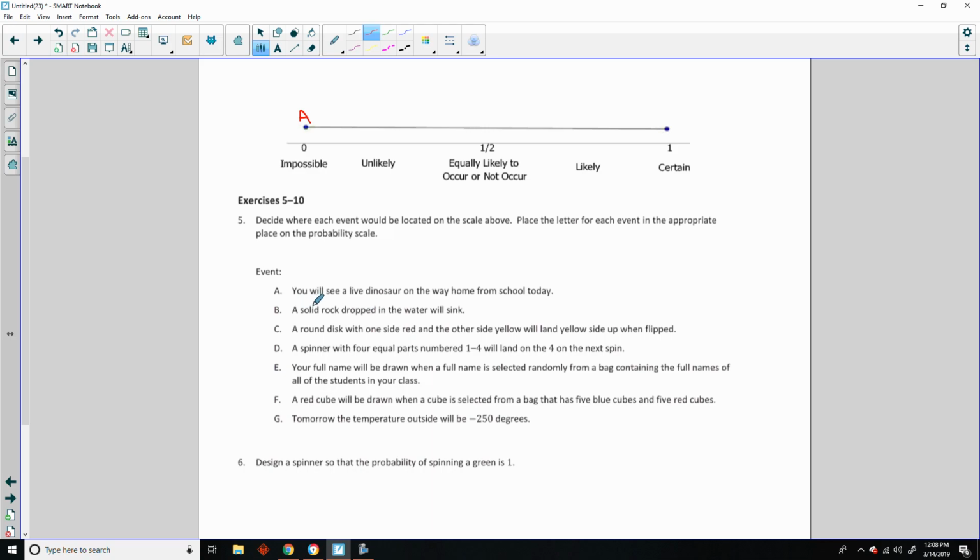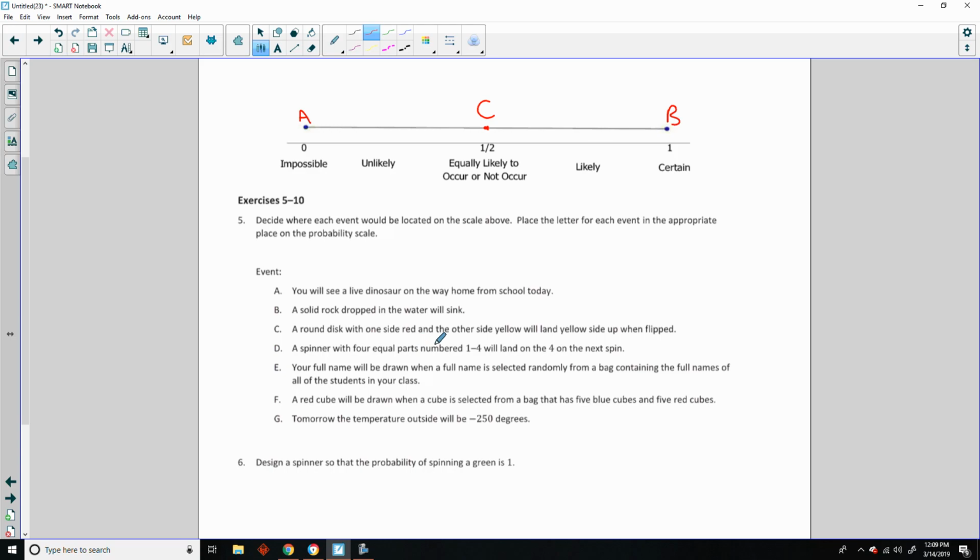Okay. B. A solid rock dropped in the water will sink. I would say that would definitely happen. A solid rock dropping in the water will sink. C. A round disc with one side red and the other side yellow will land yellow side up when flipped. Okay, well that's like a coin, and that would be equally likely to occur.